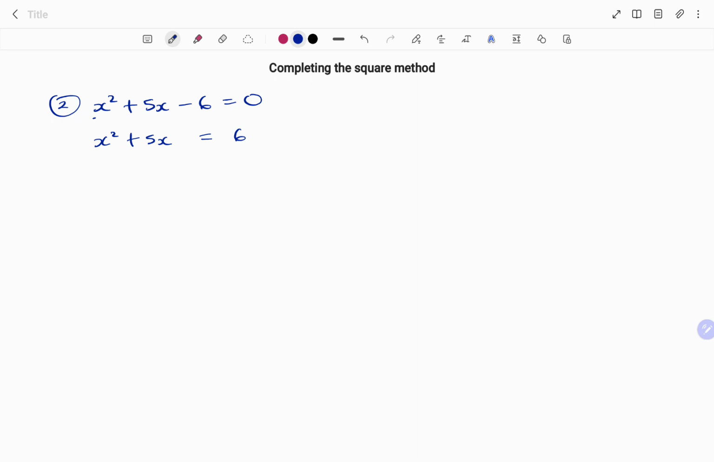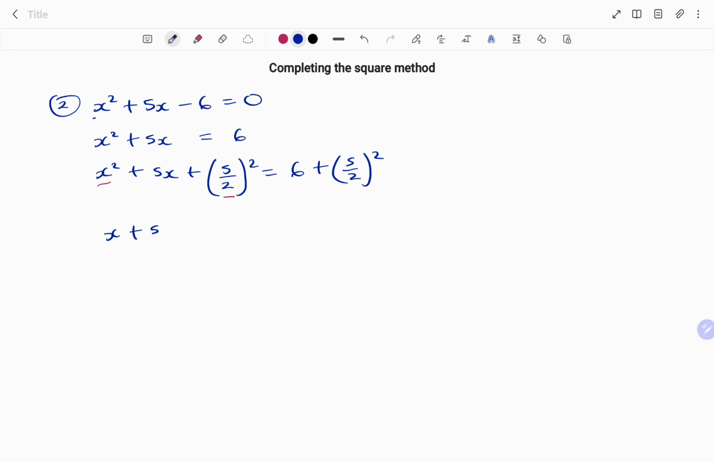The next step is to add the square of half the coefficient of x. The coefficient of x here is plus 5. So half of it will be 5 over 2, and then squaring it. Remember, whatever you do on your left, you do on your right. That'll be 5 over 2 all squared. Then I have x squared. Completing the square, I'm going to pick my x and my 5 over 2. So I have x. I'm going to take out the square.